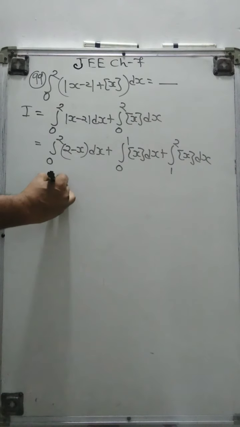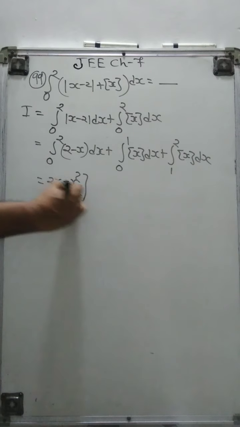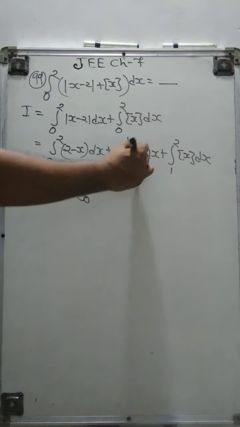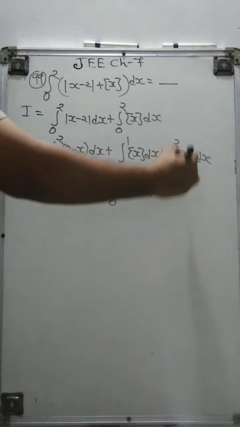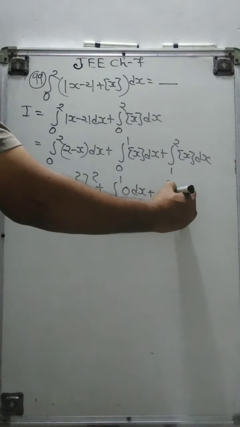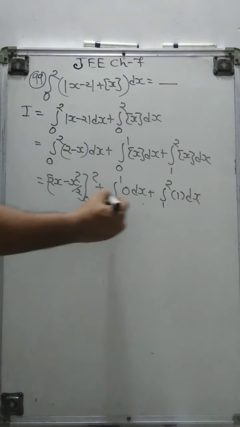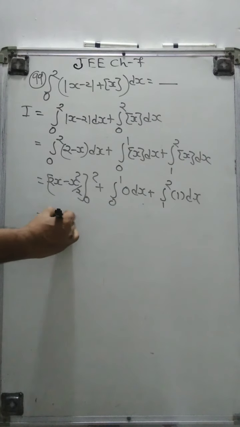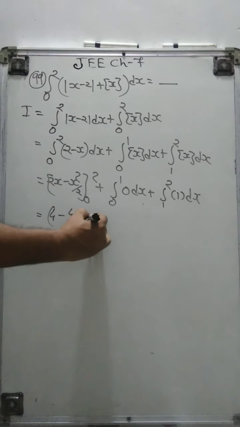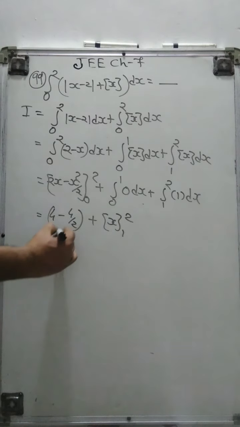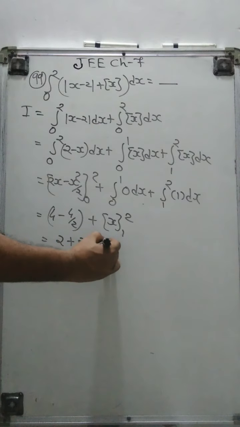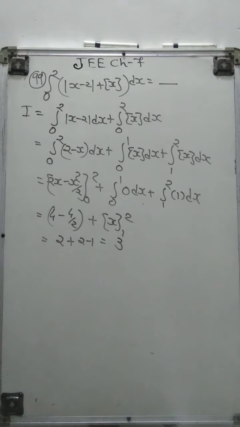Here we have integration 2x minus x square by 2 from 0 to 2 plus here the value of this is 0 dx plus the value of this function is 1. So 0 we can't integrate then. Here 4 minus 4 by 2 plus x from 1 to 2. This is 2 plus 2 minus 1 is 1, means 3. So our final answer is 3. So this way we can complete this sum.